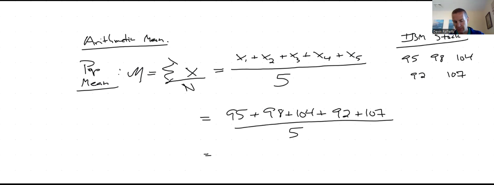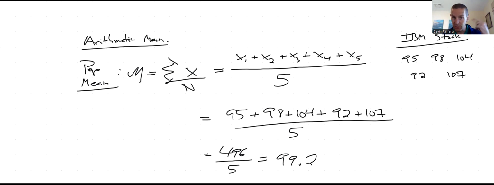So 95 plus 98 plus 104. And you should be doing this at home as well. Plus 92 plus 107. That equals 496. That's what I got. I could have made a mistake. I don't think I did, but obviously I could have. I'm human. 496 divided by 5 gives us 99.2.